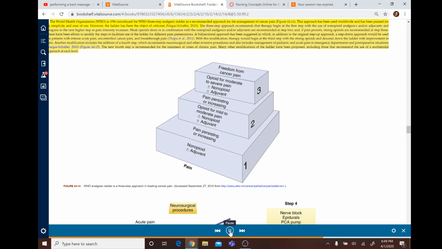with improvement in pain. Another modification includes the addition of a fourth step, which recommends neurosurgical and other invasive procedures and also includes management of pediatric and acute pain in emergency departments and postoperative situations, Vargas-Schaffer, 2010, figure 44-15. The new fourth step is recommended for the treatment of crises of chronic pain. Many other modifications of the ladder have been proposed, including those that recommend the use of a multimodal approach at each level.